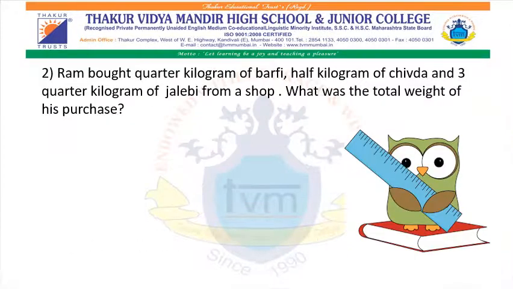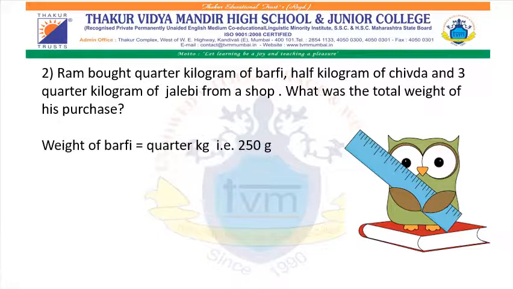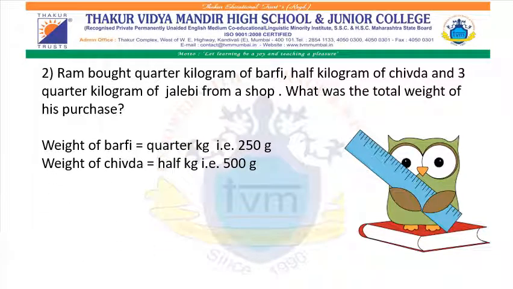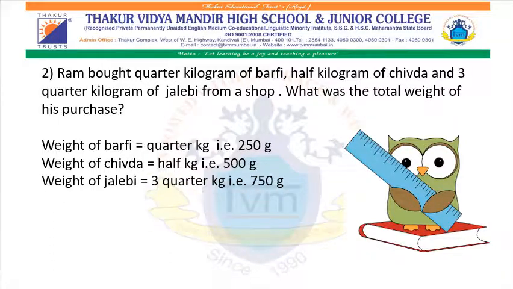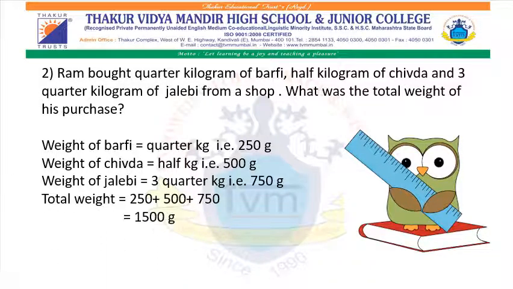Ram bought quarter kilogram of barfi, half kilogram of chivda and 3/4 kilogram of jalebi from a shop. What was the total weight of his purchase? Weight of barfi, what was it? He bought quarter kilogram of barfi, that is 250 gram. Weight of chivda is half. How will you write half kilogram? It's 500 gram. Now weight of jalebi is 3/4 kilogram, that is equal to 750 grams. So the total weight is 250 plus 500 plus 750, that is equal to 1500 grams.